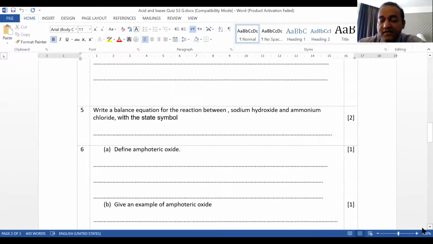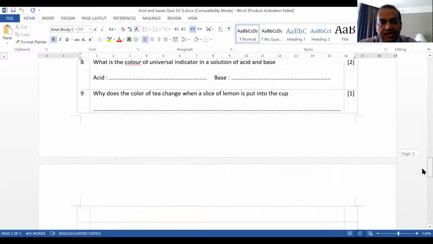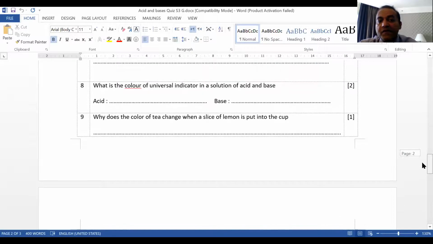So again, this is more suitable for the higher grade because you are basically giving them a lot of guidance. Then my last question, why does the color of the tea change when a slice of lemon is put into the cup? And I have, I believe, another question here about indicator, natural indicator. So sometimes I ask them, what are the natural indicators that we use in acid and base? So these are examples of my questions. And this is especially for grade 10 because I really want them to be fixed with some ideas because they're going to sit for the external exam.